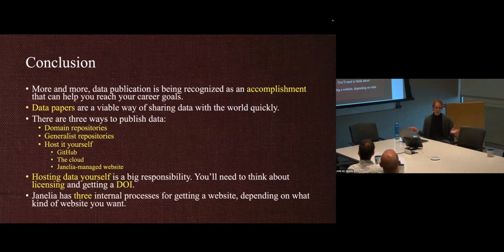Okay, and at this point, I will welcome back the YouTube audience for the conclusion, just to say that more and more data publication is being recognized as an accomplishment in its own right. It can help you reach your career goals as a researcher. Data papers are a viable way of sharing data with the world quickly. I outlined 3 ways to publish data: domain repositories, generalist repositories, and hosting it yourself, with several different routes for that.